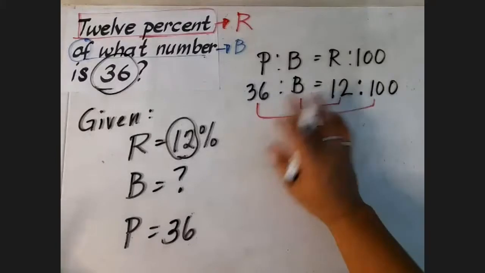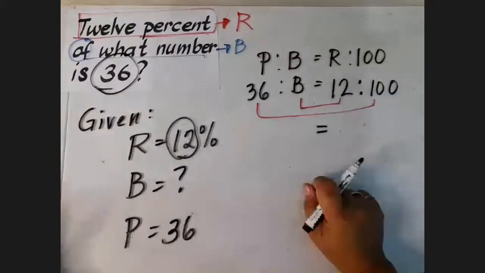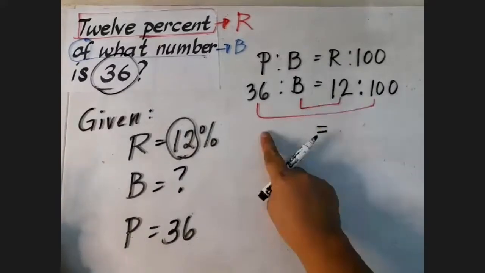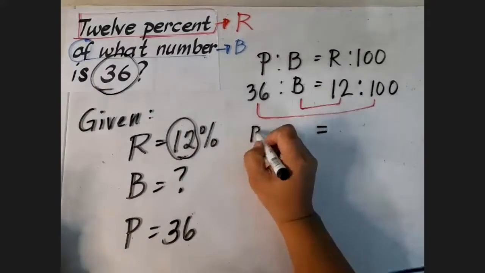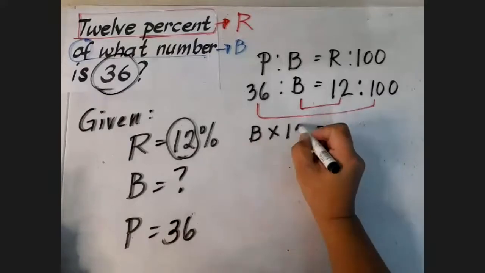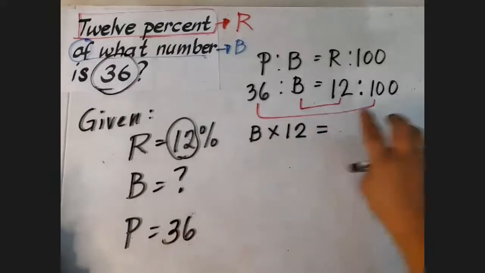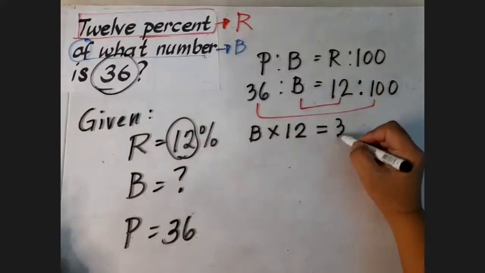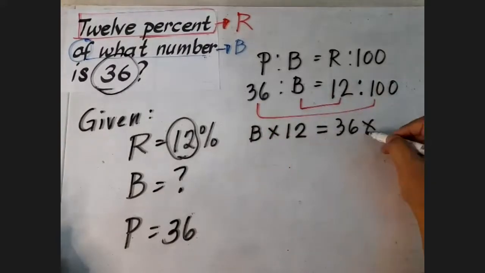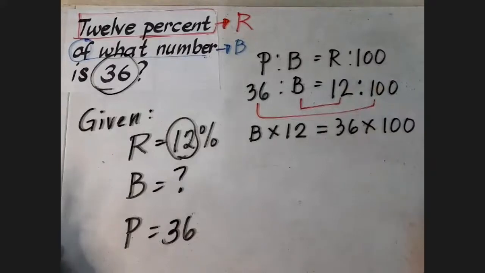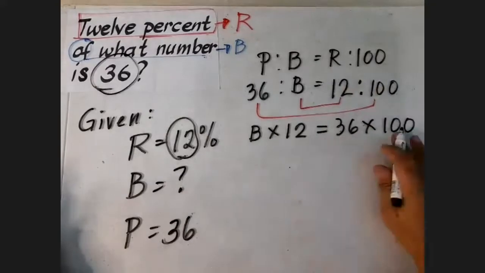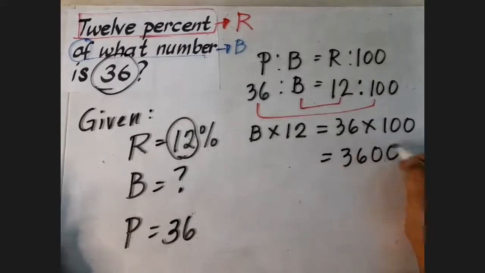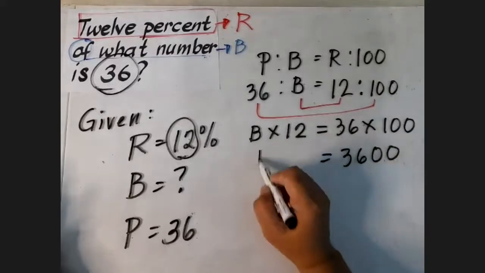Now, alin dito ngayon ang merong variable? Alin ang merong unknown? Yung means natin. So, yun ang ilalagay natin dito. So, this will be B times 12. Yung means natin, at saka yung extremes natin. 36 times 100. Okay? Now, we solve for 36 times 100. That is 3,600. And B times 12, pareho pa rin yan.